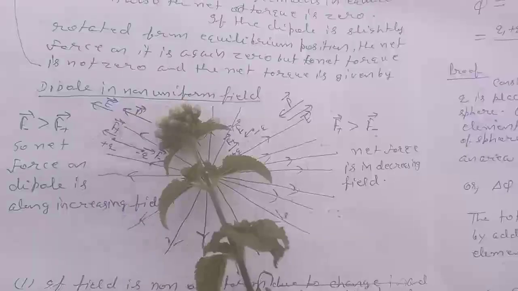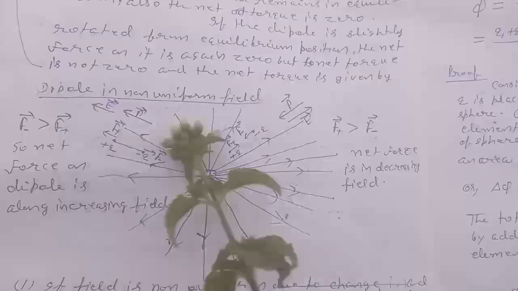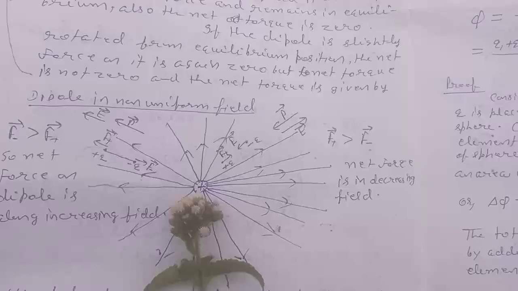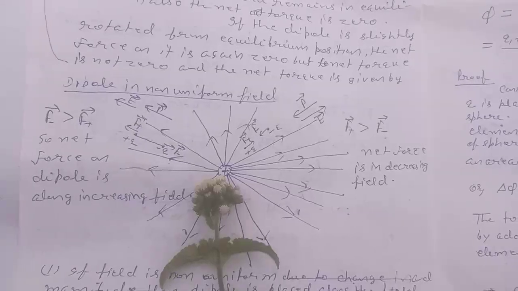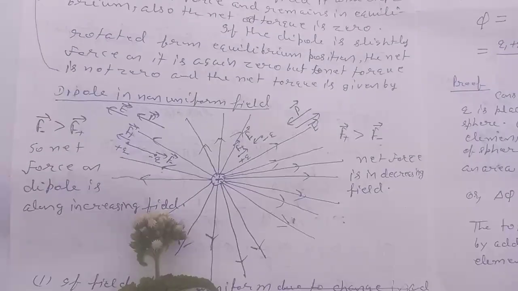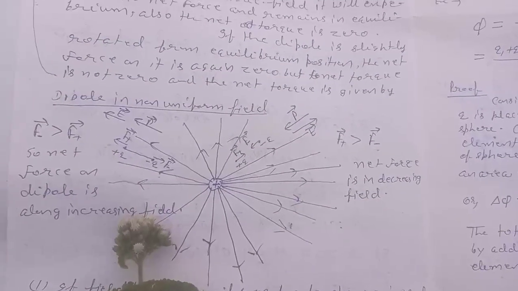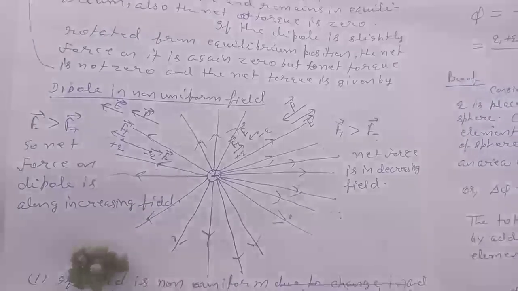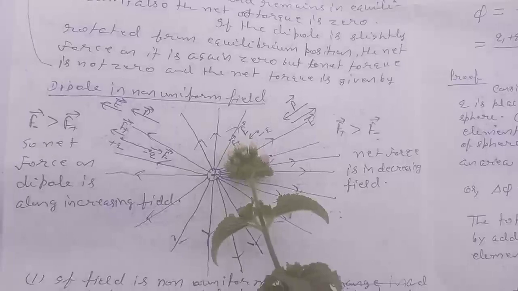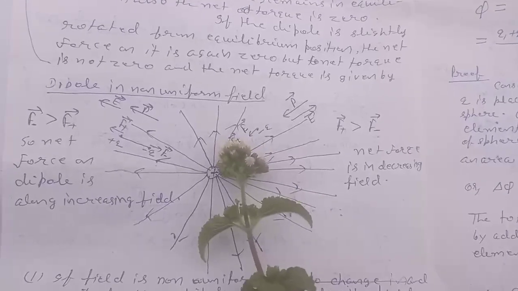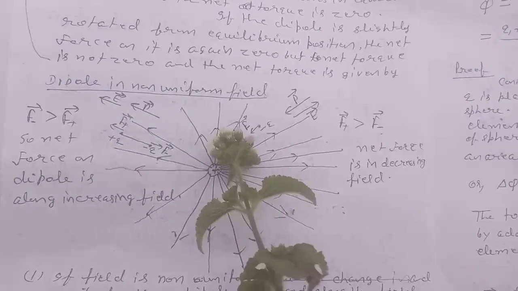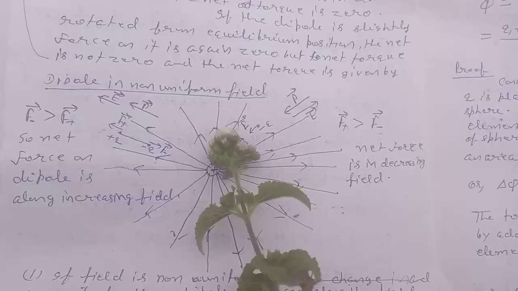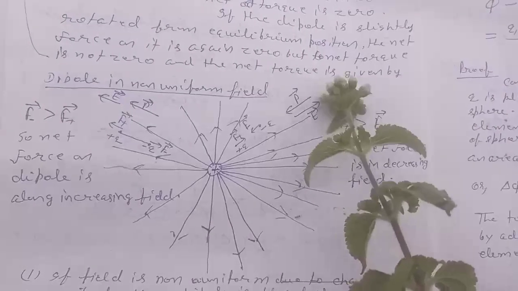Dipole in non-uniform electric field. Here we see this is a non-uniform electric field, and there is a different situation for a non-uniform electric field. For example, here the electric field is dense, so the force on a point charge at this point will be more than on a point here.